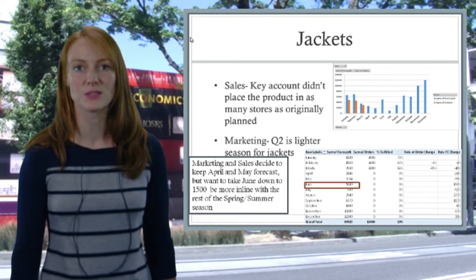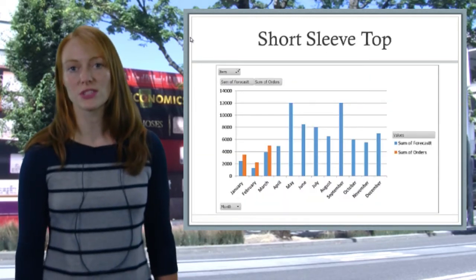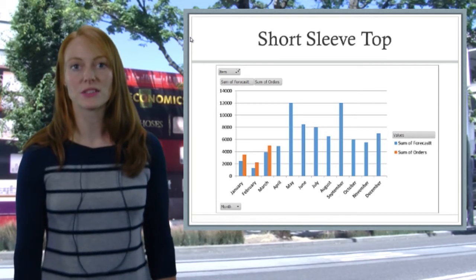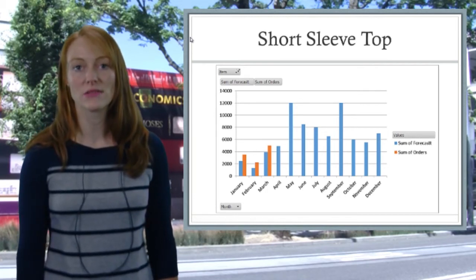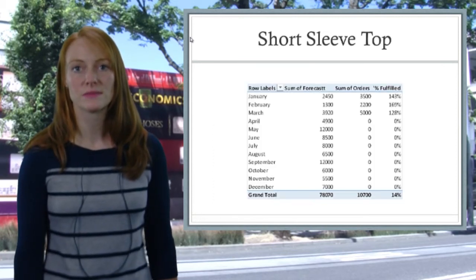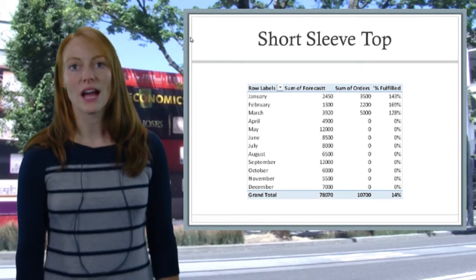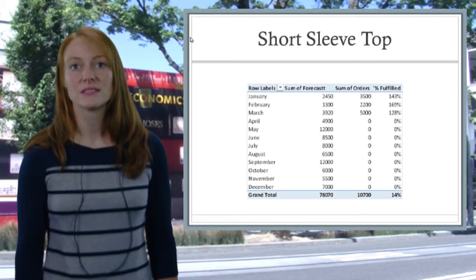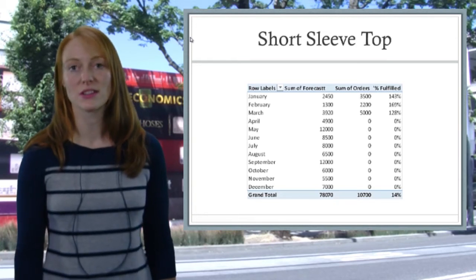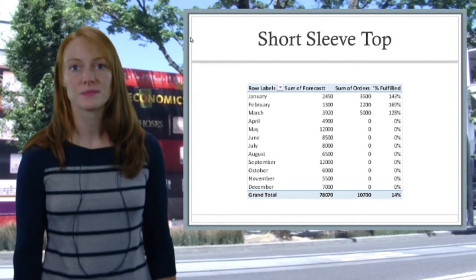So let's move on to our next product. We have the short sleeve top. Just looking at it at a high level, our short sleeve tops are doing well. They're coming in over our forecast every month. And let's see what else we can dig into. If we look at our percent fulfilled, we are actually looking at having over 100% every month, which makes sense because in our graph, we could easily see that orders are coming in over forecast.